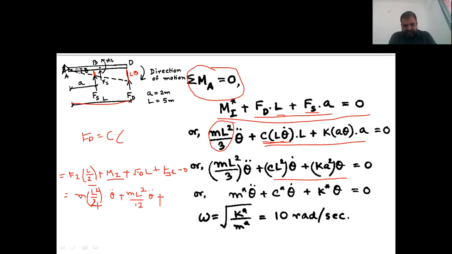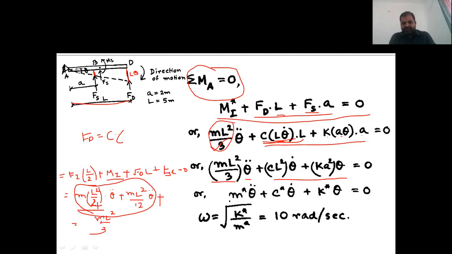Now if you see this, this is ml square by 4, this is ml square by 12. So if you take theta double dot out, then this will be coming ml square by 3. That is what has been written here. If I solve these two, then this will be coming. And then the rest will be the same. So if you now plot in terms of this, that is ml square by 3 into theta double dot, plus here you can take CL square into theta dot plus K into A square into theta is equal to 0.